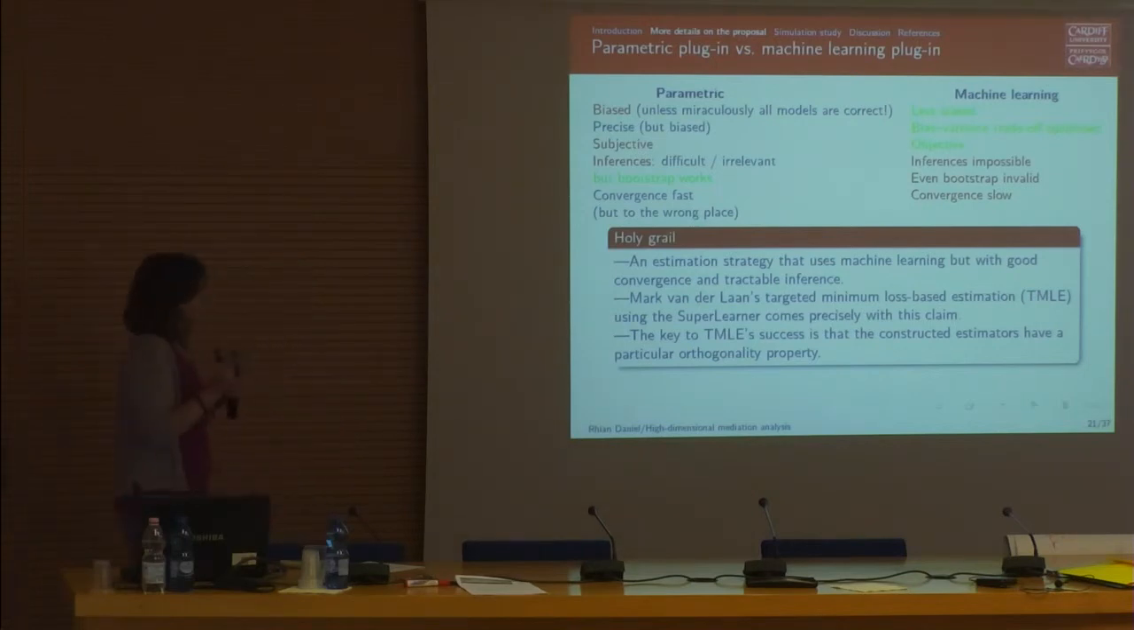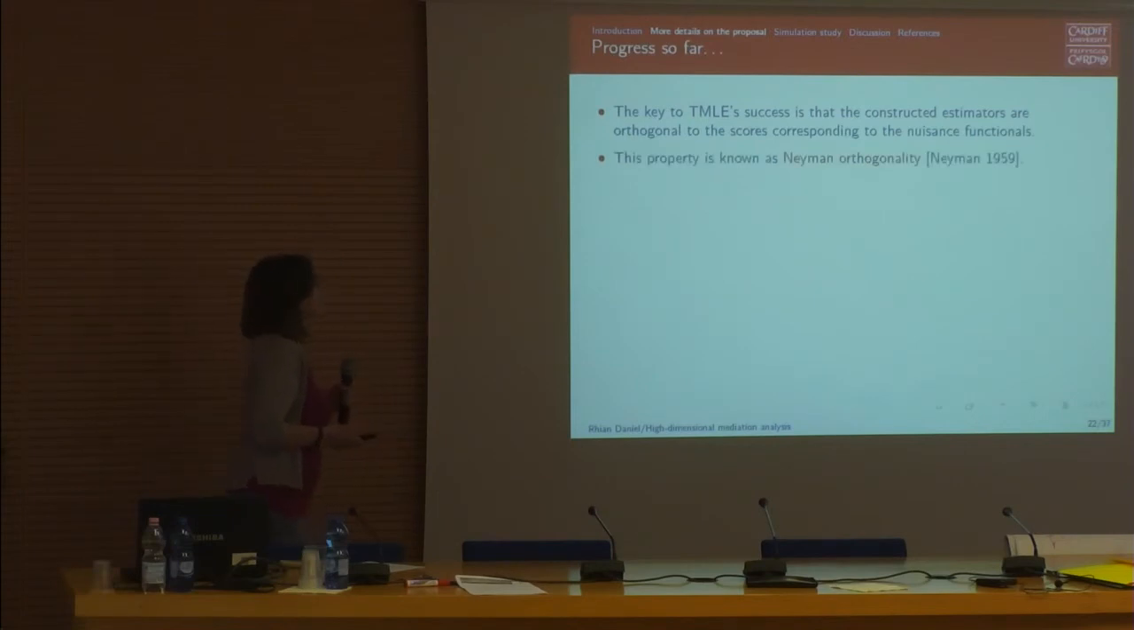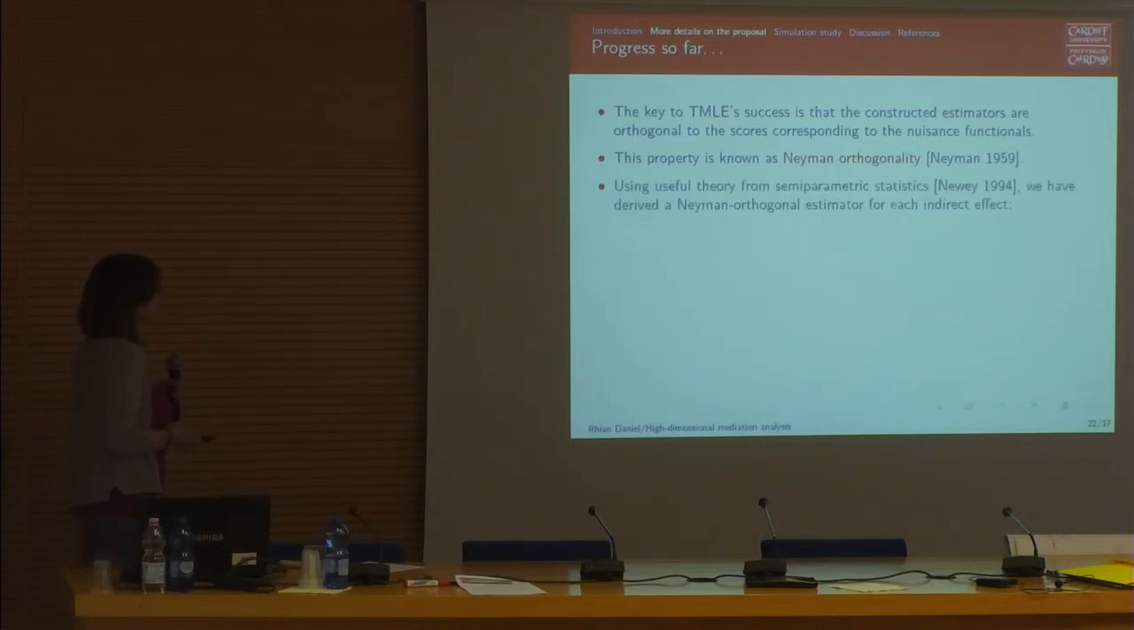And the key to TMLE's success is that the constructed estimators are not the one I just showed you. It's not that simple plug-in estimator. It is a specially constructed estimator that has a particular orthogonality criterion known as Neyman orthogonality. So essentially, the estimator ends up being orthogonal to all those little bits that you have to estimate, those nuisance parameters in the expression. So I thought, proceed with this for my problem.